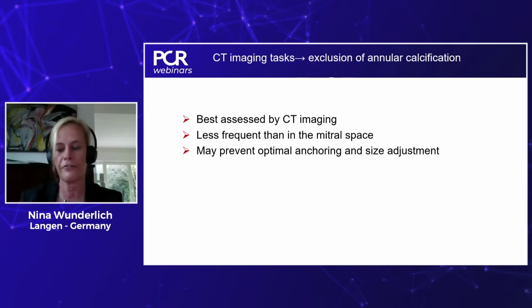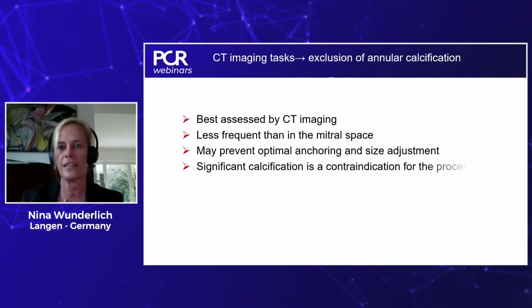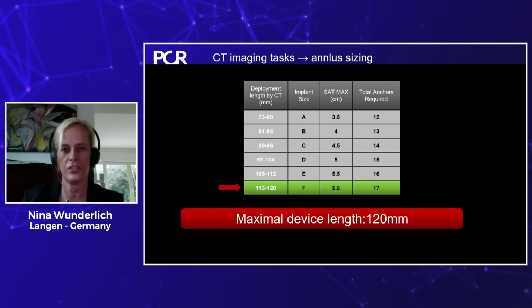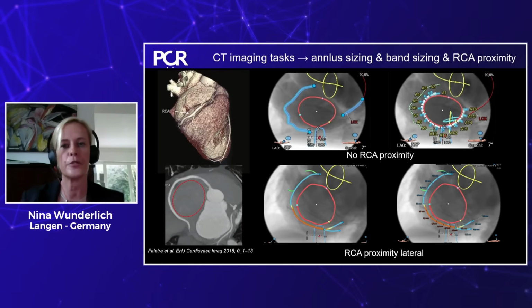But if you have annular calcification, it is a big issue because it may prevent an optimal anchoring and the optimal size adjustment after the anchors are placed. And therefore, significant calcification is more or less a contraindication for the procedure. The next thing is we have to address the length of the annulus, because the maximum band size is 120 millimeter, and we want to cover at least 75% of the annular area to get a really good effect on the reduction of the annular area.